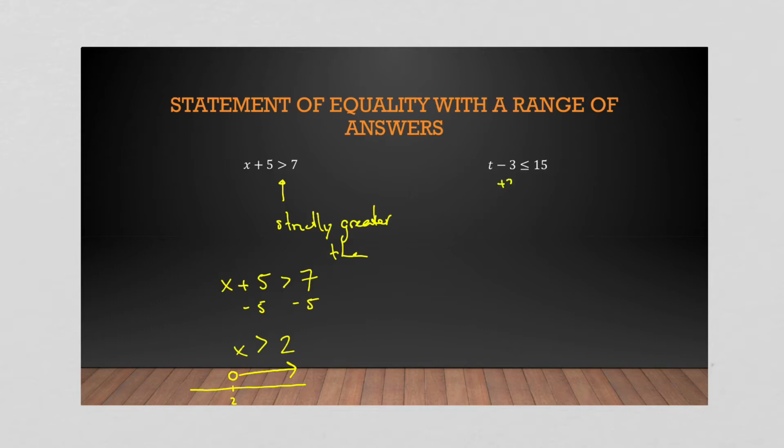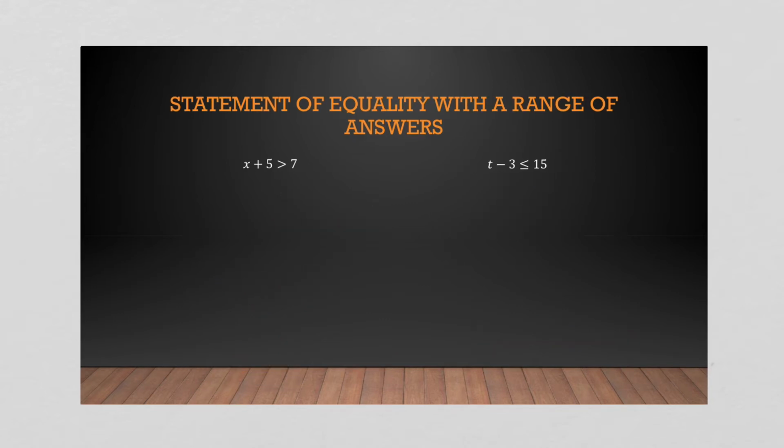I'm going to add 3 and I'm going to add 3. So now t is less than or equal to 18. So in this case, on my number line, if this was 18 here, since I'm less than or equal to, now my point is filled in because I can be 18 as well, but then I'm also everything less. So that is the difference between an inequality and a statement of equality. Equality has one answer. Inequalities have a whole bunch of possible answers.